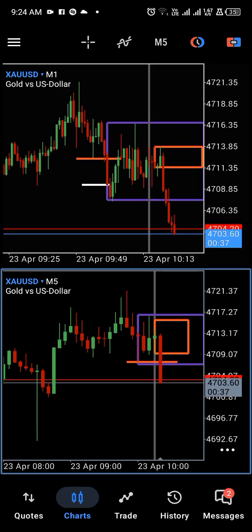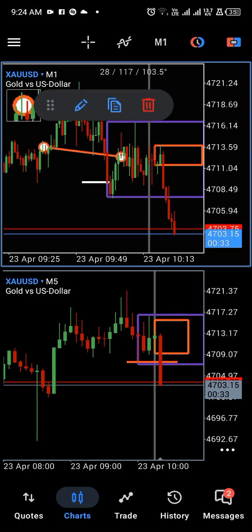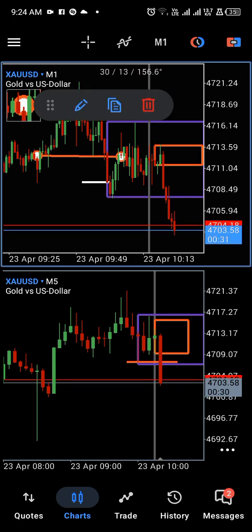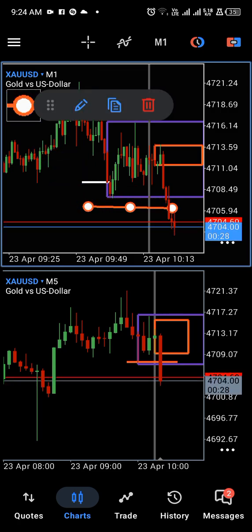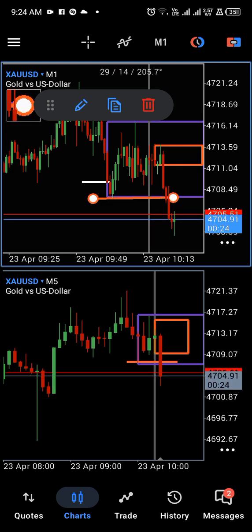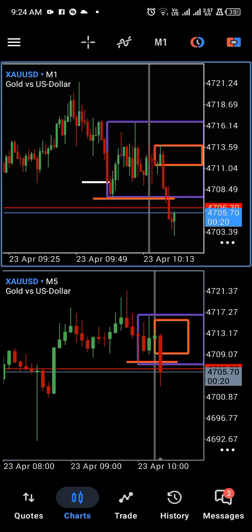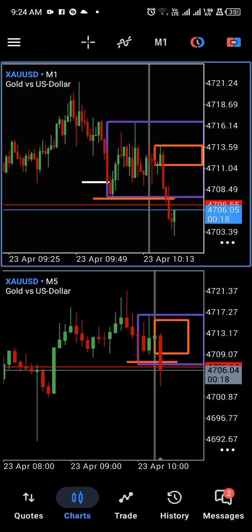And also I will adjust my line on the 1 minute time frame, because we just took out a new dip, which is this one. So I will also have it marked. And now we just wait. We wait a little bit.